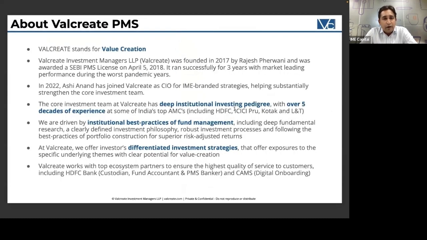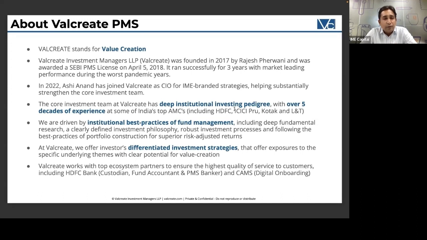Now, a bit about ValCreate PMS. ValCreate stands for value creation. We got a license in 2017, and I joined in 2022 as the CIO for certain IME branded strategies. The core team, which comprises Rajesh and myself, has fairly deep institutional investing pedigree, with over 5 decades of experience in some of India's largest AMCs. These institutional best practices of fund management are what we bring to ValCreate.